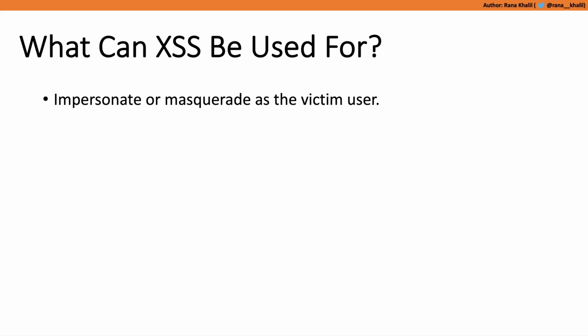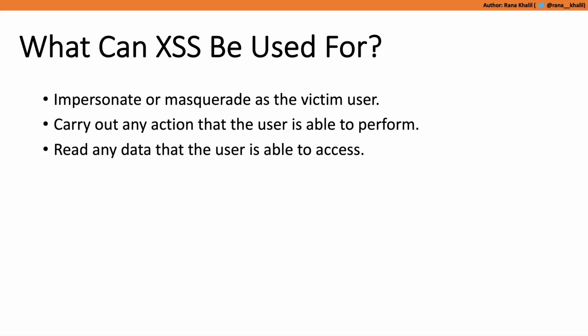Now, this is only possible if the session token is stored in an insecurely configured cookie, so a cookie that does not have the HTTP only flag set, or the session token is stored in insecure locations that are accessible by JavaScript, like local storage or session storage. Another thing you could do is carry out any action that the user is able to perform and read any data that the user is able to access. Since your malicious code is running in the application in the user's browser, you're essentially able to perform any action that the user can perform in the application.